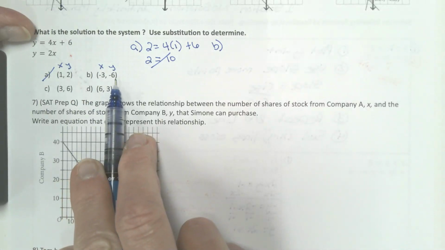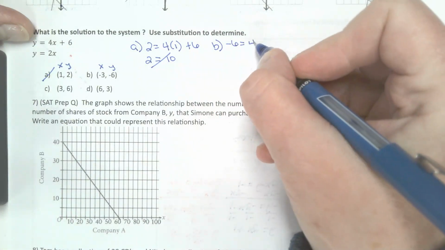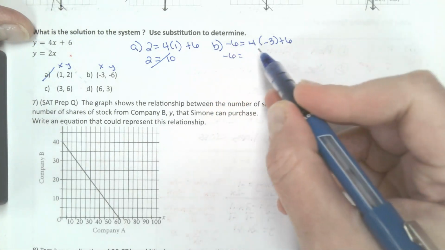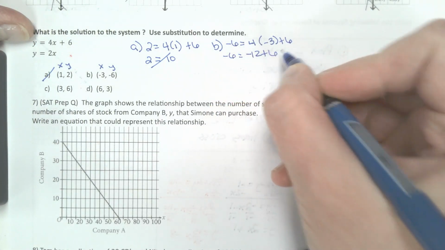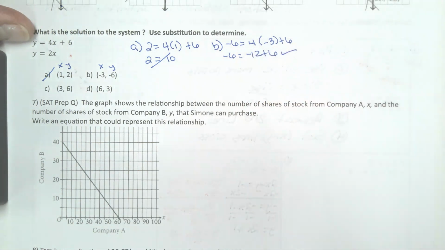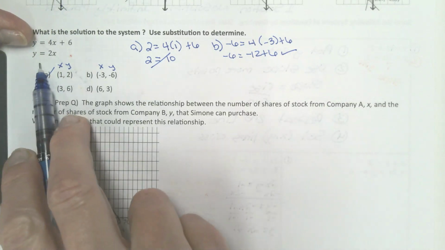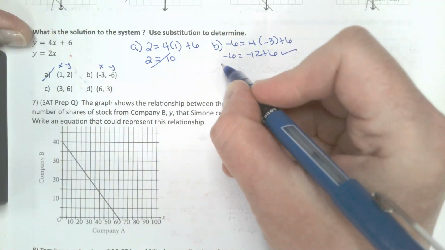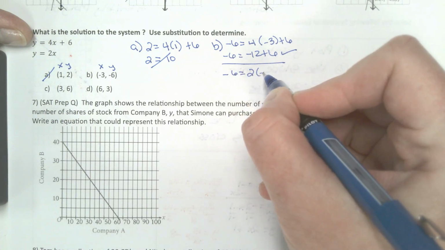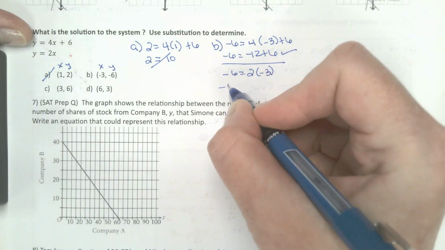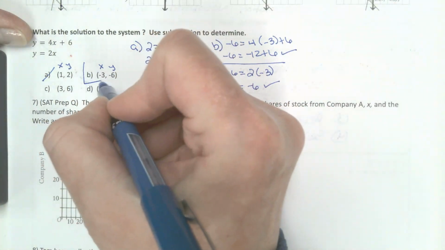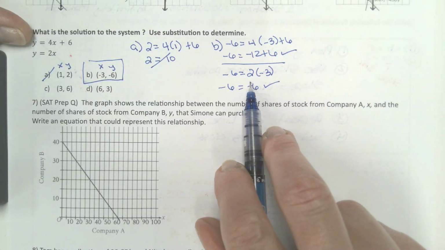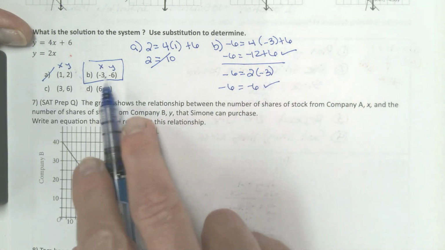Let's do the same thing with B. So Y is negative 6, and X is negative 3. That equals negative 12 plus 6. Negative 6, that equals negative 6. That's a good one. All right, so it has to work in both of them. So now you have to plug these numbers into the Y equals 2X. It has to work in both. So once again, I have negative 6 equals 2 times negative 3. That equals negative 6. That's a good one. So that one is my winner. And so if I hadn't come to the correct one yet, I would have repeated this process for C and D.